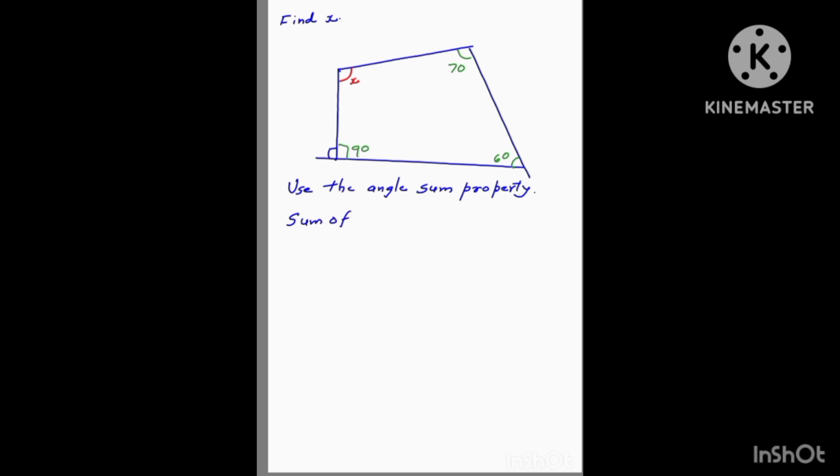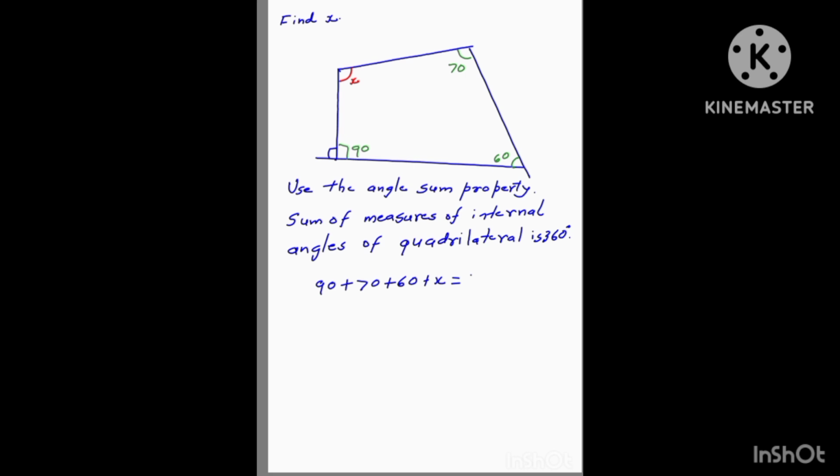The sum of the angle measures of the internal angles of a quadrilateral is equal to 360. I am going slow for you to understand it properly. So we write 90 plus 70 plus 60 plus x is equal to 360.